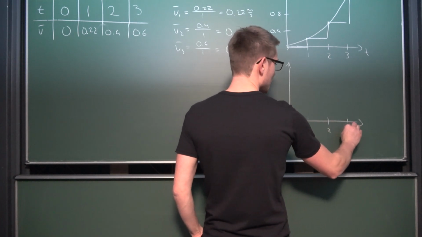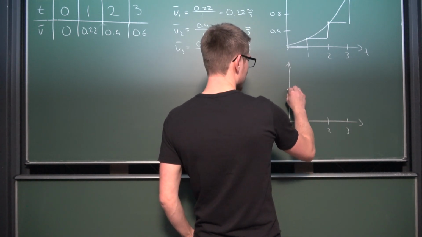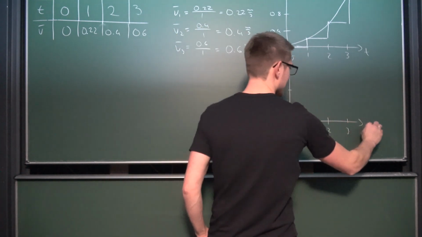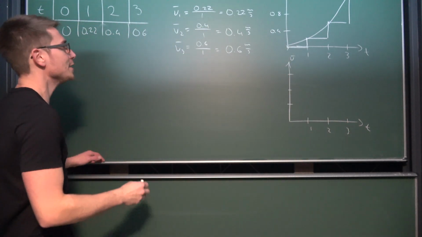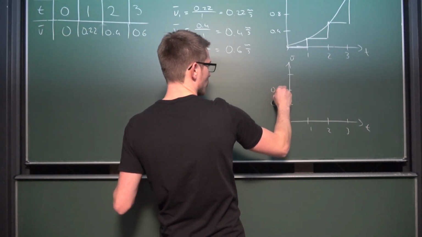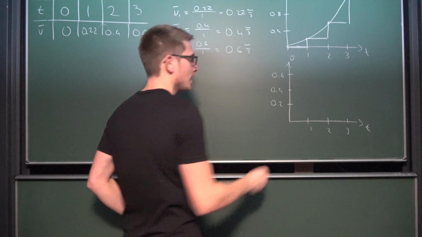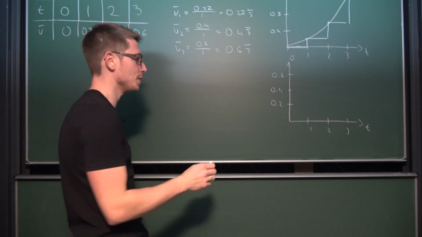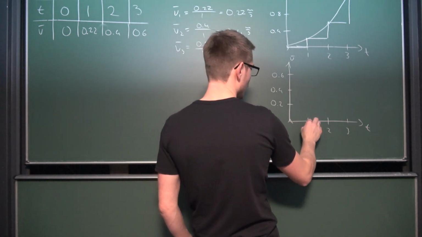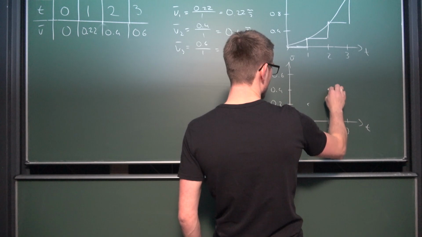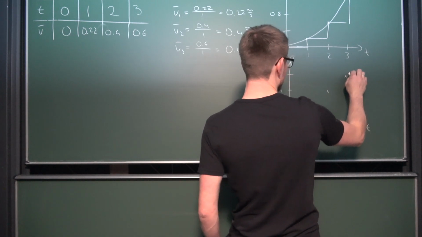So we got 1, 2, 3. And we got the v-axis here, the average velocity, and the t-axis here. And which scaling do we need? We can go in 0.2 steps, for example, 0.2, 0.4, and 0.6. And now this moment, most of the time, is kind of eye-opening for my students. 0, 0, 1, and 0.22, that's a bit above. Then we got 2 and 0.4, and 3 and 0.6.